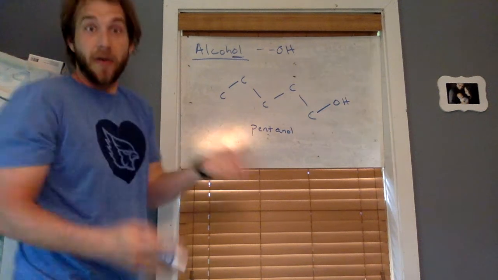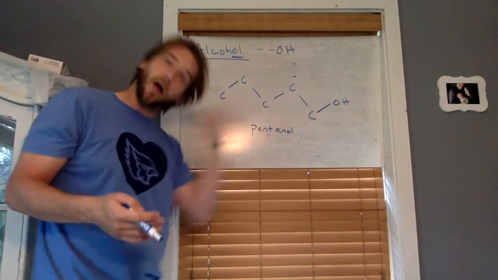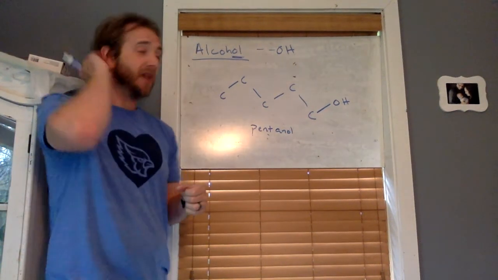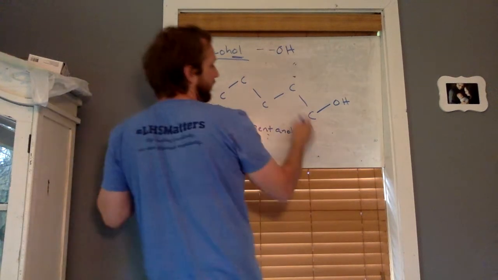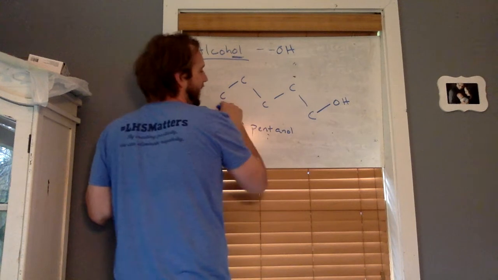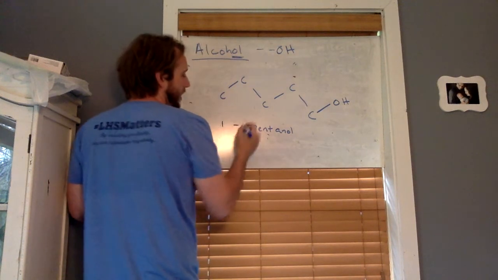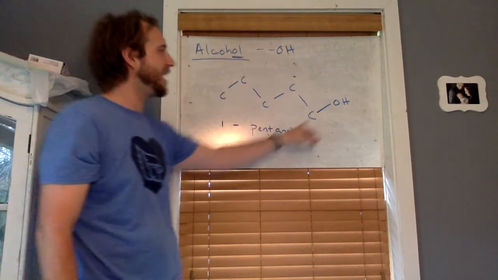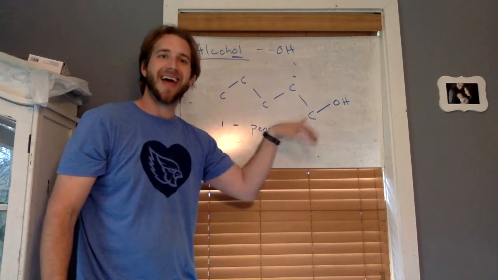So we do have to show where that hydroxyl group or alcohol group is located. If we were going to number this, we could go 1, 2, 3, 4, 5, but then it would be 5-pentanol. Why not number it 1, 2, 3, 4, 5 from the other end? So this would just be 1-pentanol, the 1 telling us exactly where on this carbon chain that hydroxyl group is located.